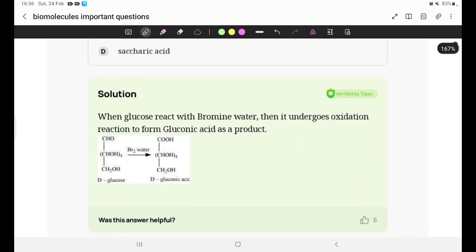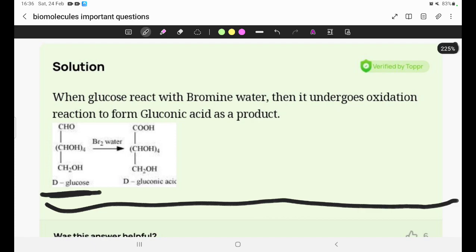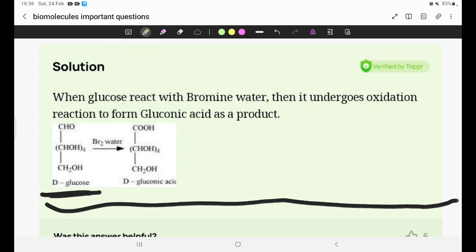If you do not understand my handwriting, you can even go through the structure where they have used D-glucose, dextrorotatory. Dextrorotatory means it can turn the plane polarized light. So even in the exam hall, you can write that when glucose reacts with bromine water, it undergoes an oxidation reaction to form gluconic acid as a product.